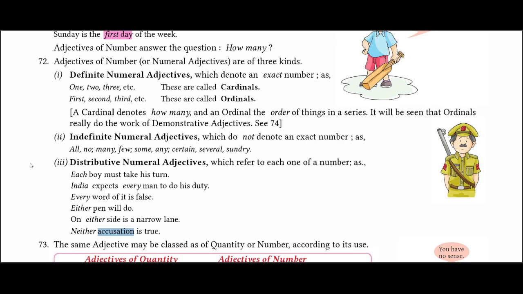Numeral adjectives are of three types. Definite numeral adjectives, they tell the exact number or the order of things. Indefinite numeral adjectives, they don't tell the exact number or the order of things. And distributive numeral adjectives, which refer to each one of a number of things or persons.